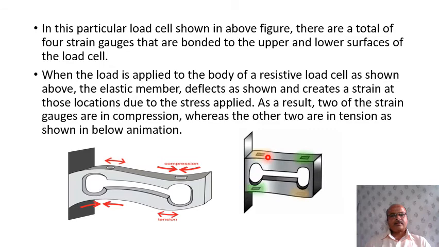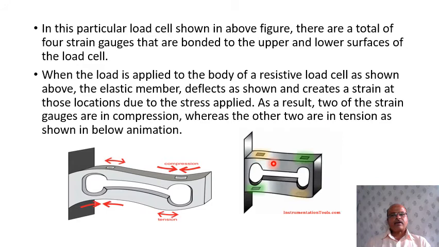There are 4 load cells, 1, 2, 3, 4. When the load is applied to the body of the resistive load cell as shown above, the elastic member deflects as shown, and creates a strain at those locations due to the stress applied, as shown in this animation. As a result, two of the strain gauges are in compression, whereas the other two are in tension.